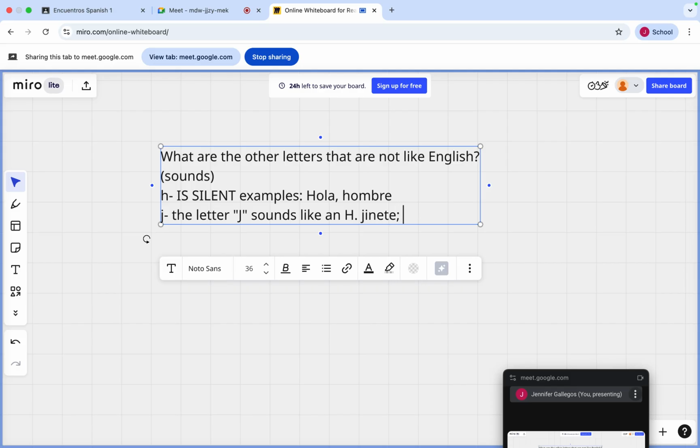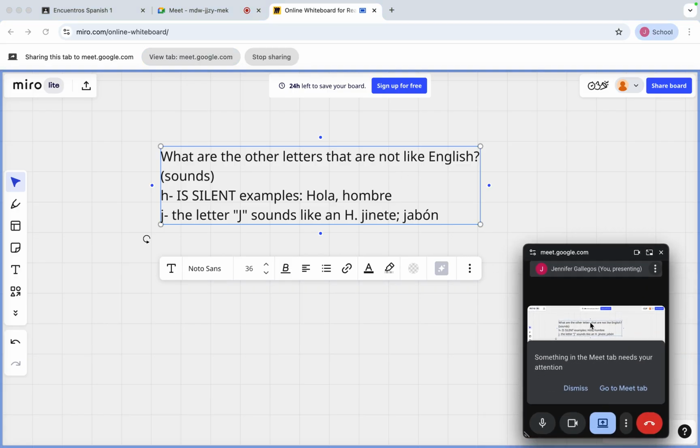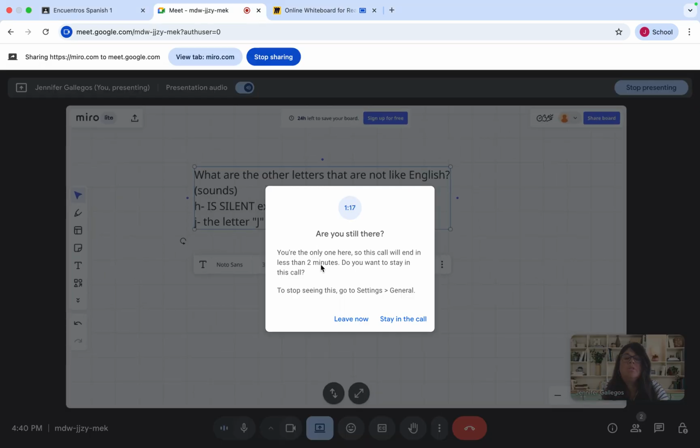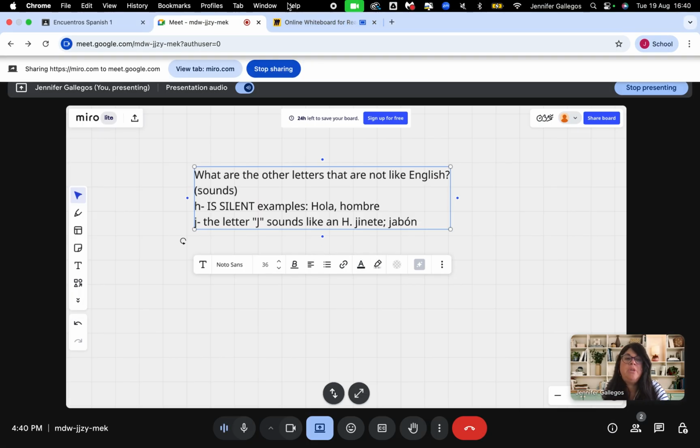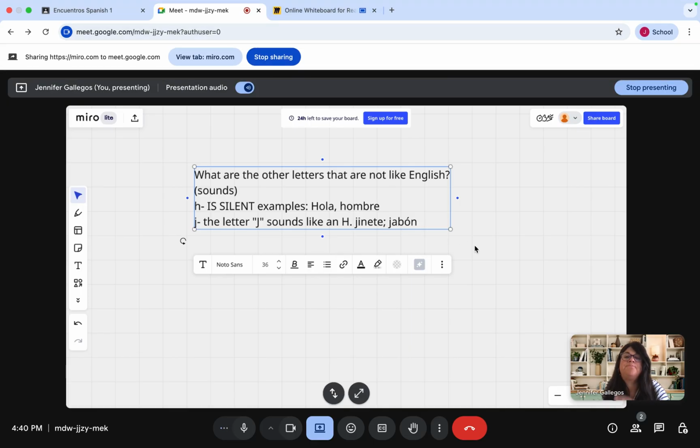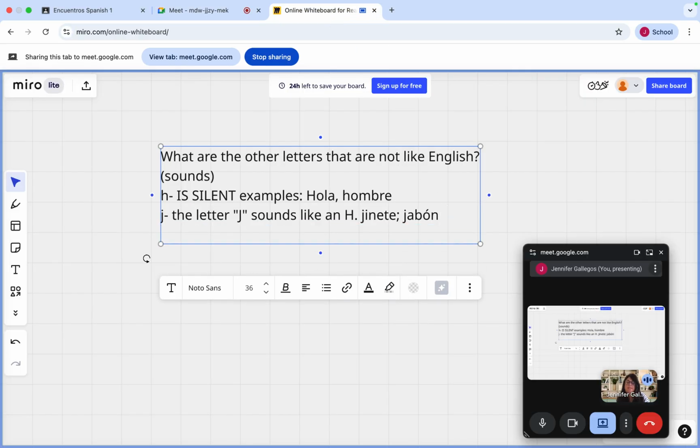Let's see, any other J words? Soap. Okay, the word soap is pronounced jabón. Yesterday we talked about those accent marks, where since we have an accent mark over the O, it's not "jabon" but jabón. Okay, and we do pronounce it as I mentioned. All right, let's go to the next letter that we have. So J will sound like an H.